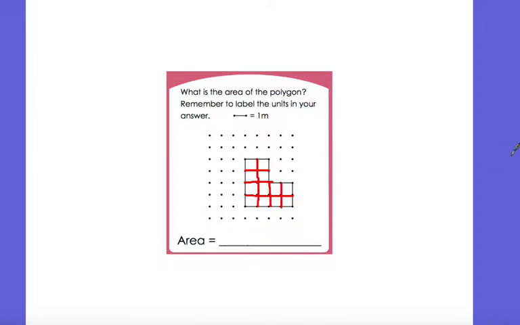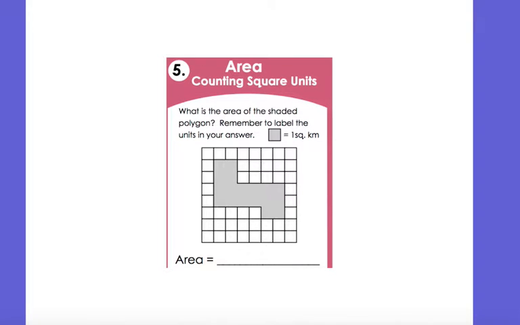Okay, now I can count. 1, 2, 3, 4, 5, 6, 7, 8, 9, 10, 11, 12. My area is 12. And it says it's in meters, so I'm going to say square M for meters.